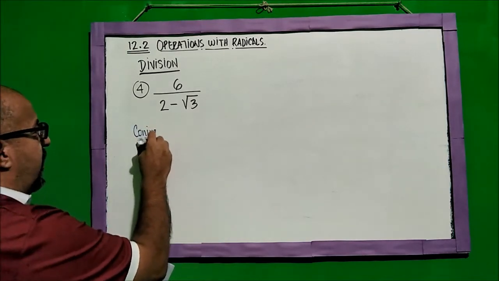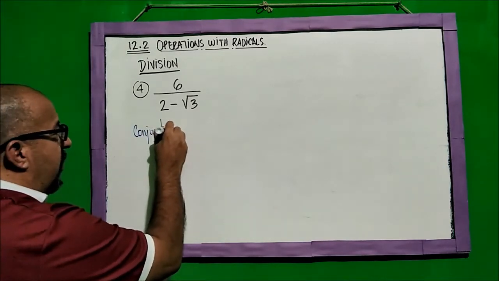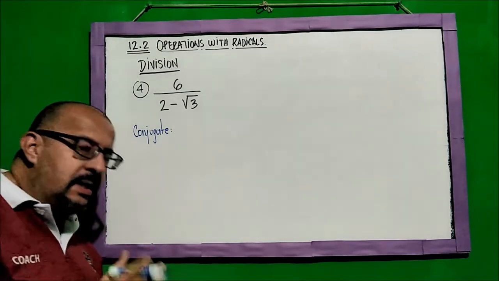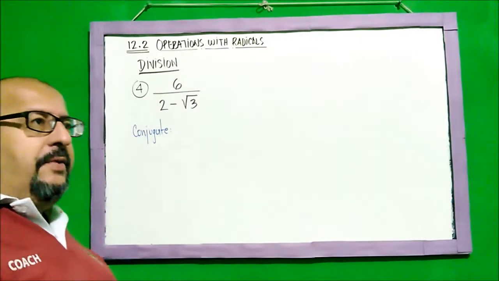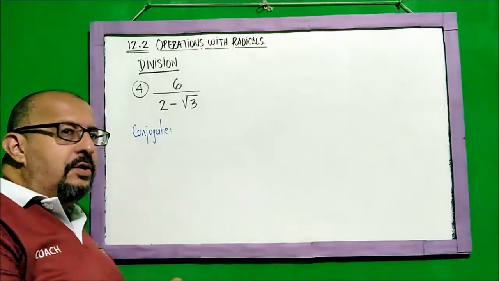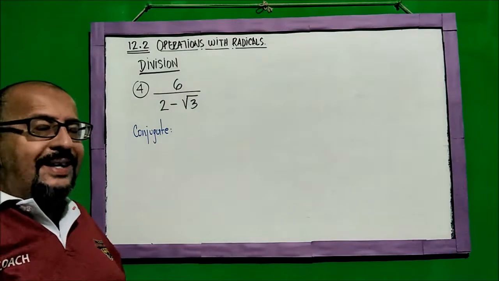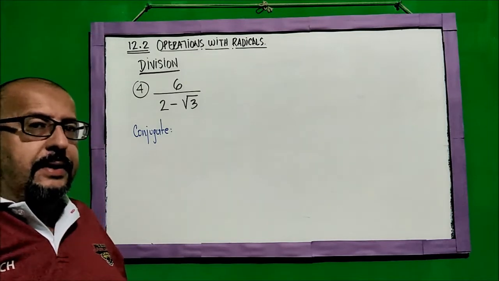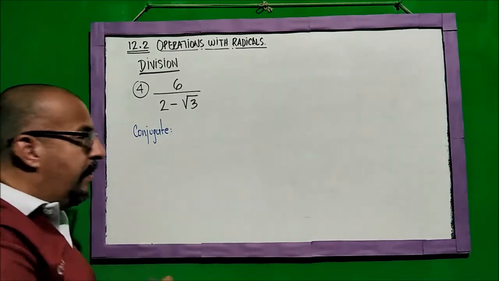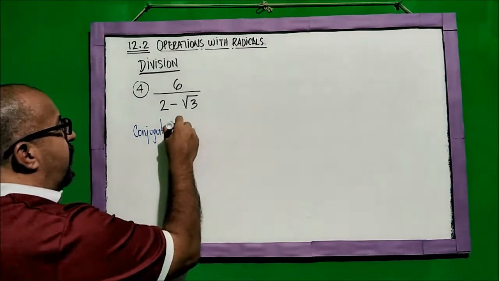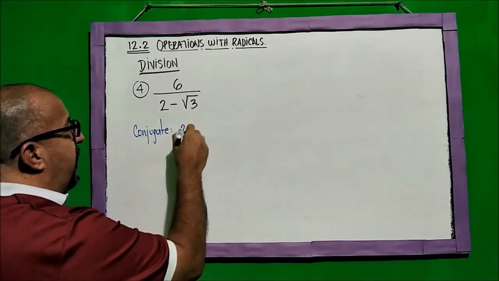The conjugate is an expression that will allow me to create a sum and difference pattern. And if you remember with multiplication, when we apply the sum and difference pattern to radical expressions, the radical got eliminated. So the objective will be this one. Now, the expression that is called the conjugate is simply like this.